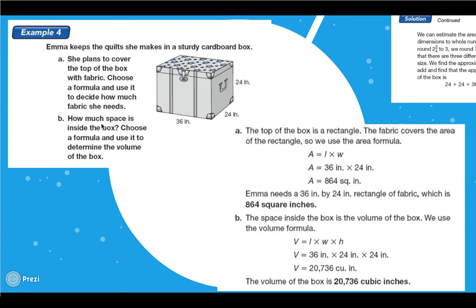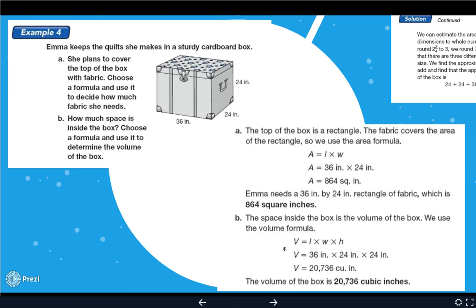And then how much space is inside the box? So we want to figure out the space, or the volume, of the box. We do length times width times height, which is 36 times 24 times 24. And then we get 20,736 cubic inches.